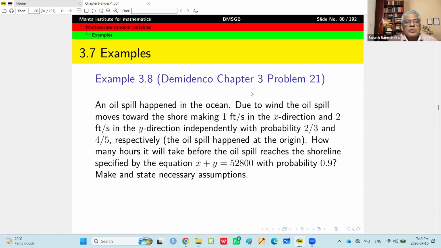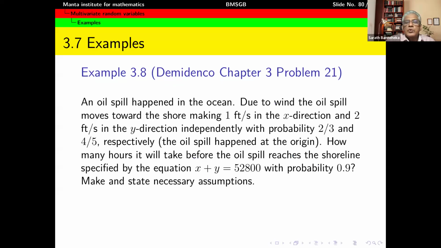This example is taken from Demidenko's book. This is problem 21 in chapter 3. This is an interesting problem, kind of practical problem also, but simplified version, of course. An oil spill happened in the ocean. Due to wind, the oil spill moves towards the shore, making 1 feet per second in the x direction and 2 feet per second in the y direction, independently, with probability 2/3 and 4/5 respectively.